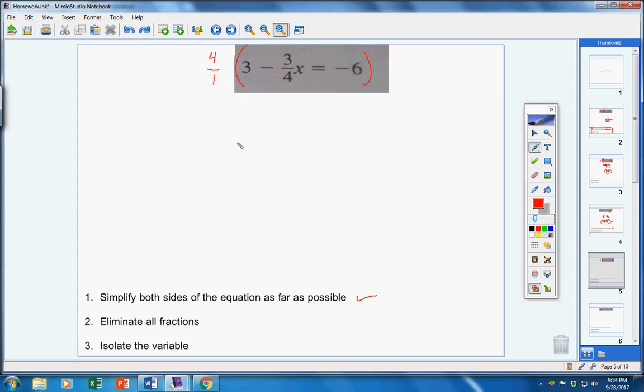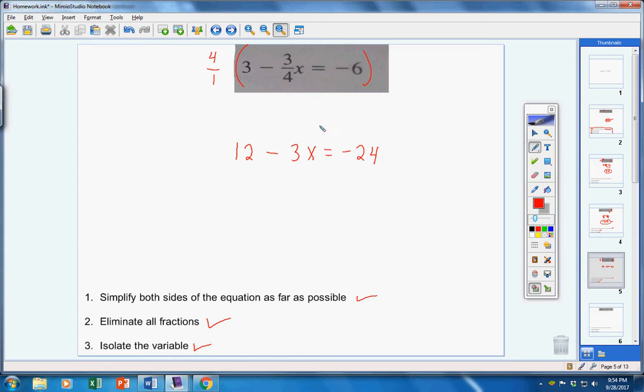4 times 3 is 12. A positive times a negative is negative. 4 over 1 times 3 over 4. Your 4's cancel, leaving you with 3 over 1, which is 3. So, 3x. And then lastly, positive 4 times negative 6, negative 24. Fractions are gone. Step 3, isolate the variable.